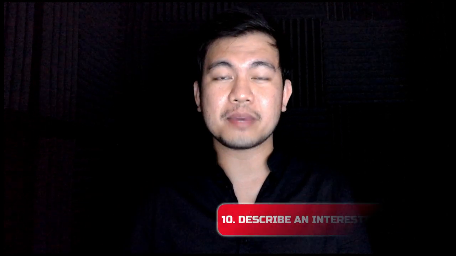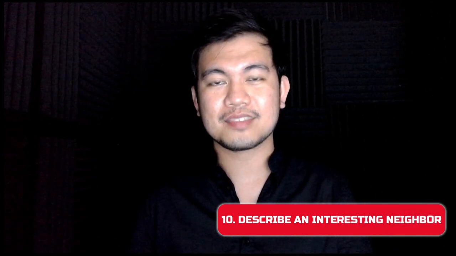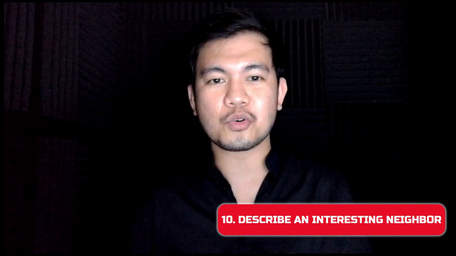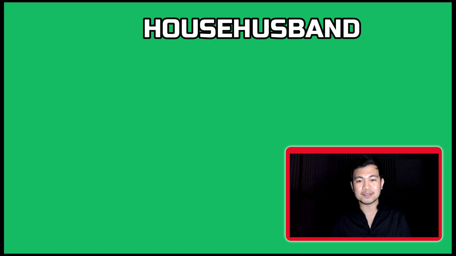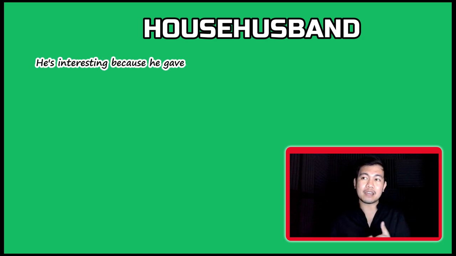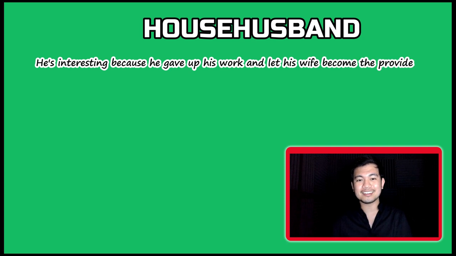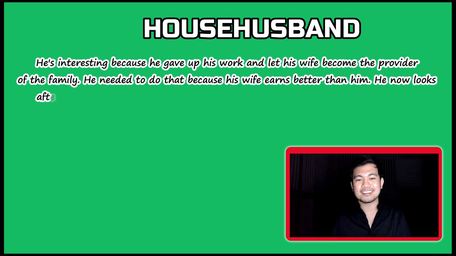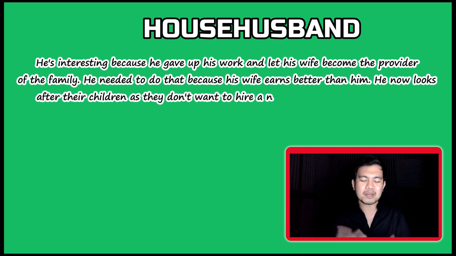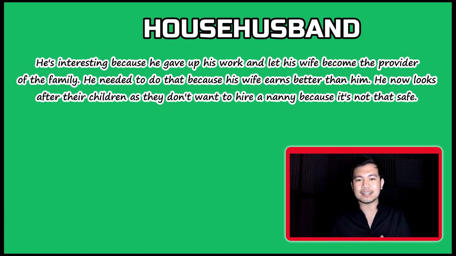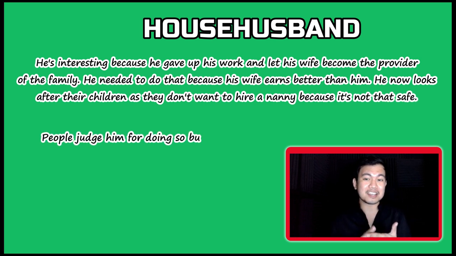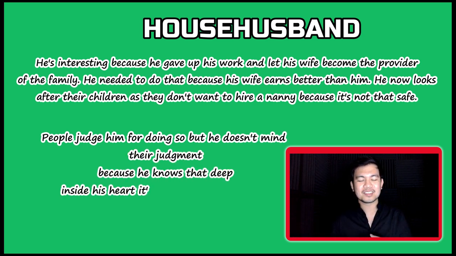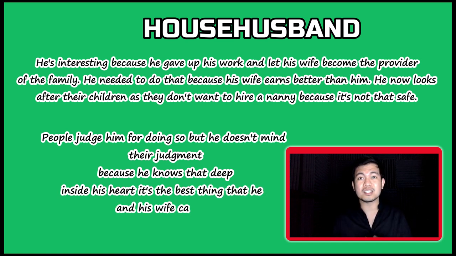Our next cue card is about an interesting neighbor. All right, so here, in my reviewer, I simply make up a story about a house husband. He's interesting because he gave up his work to look after his children so his wife could work. Well, actually, his wife earns better than him. In my story, I simply added some ideas like, our neighbors are judging him for making his wife work instead of him working. However, he didn't mind those judgments.